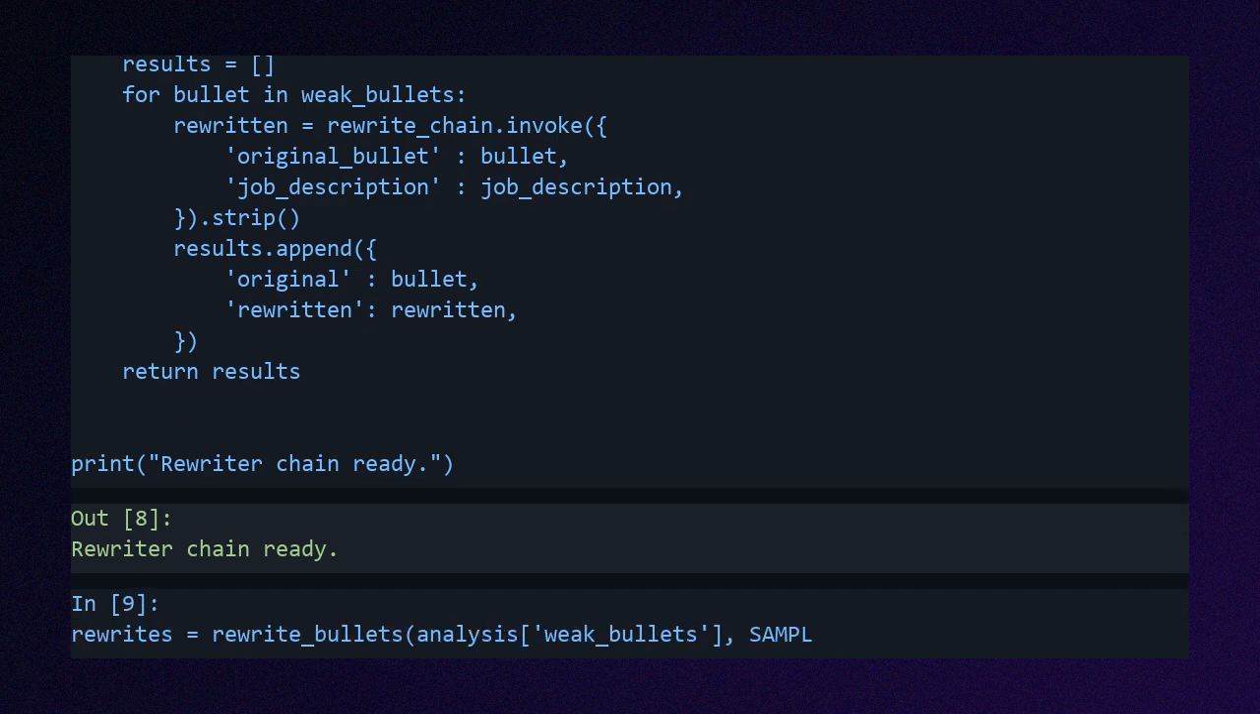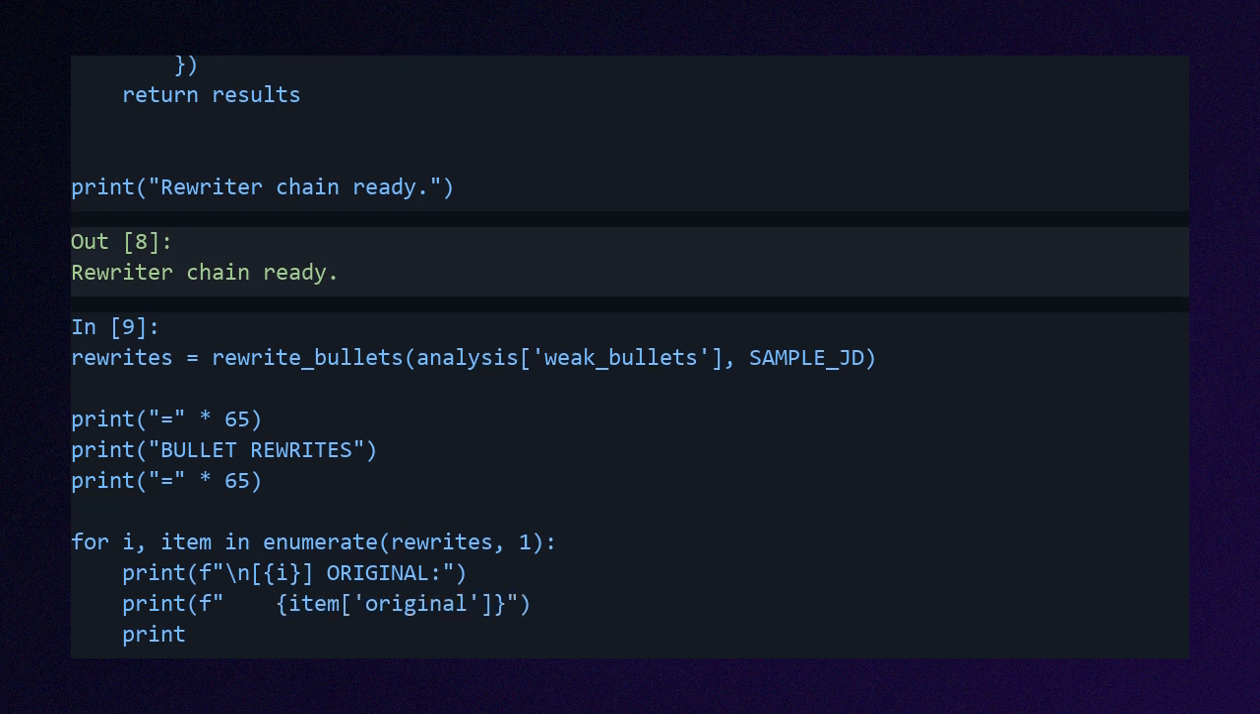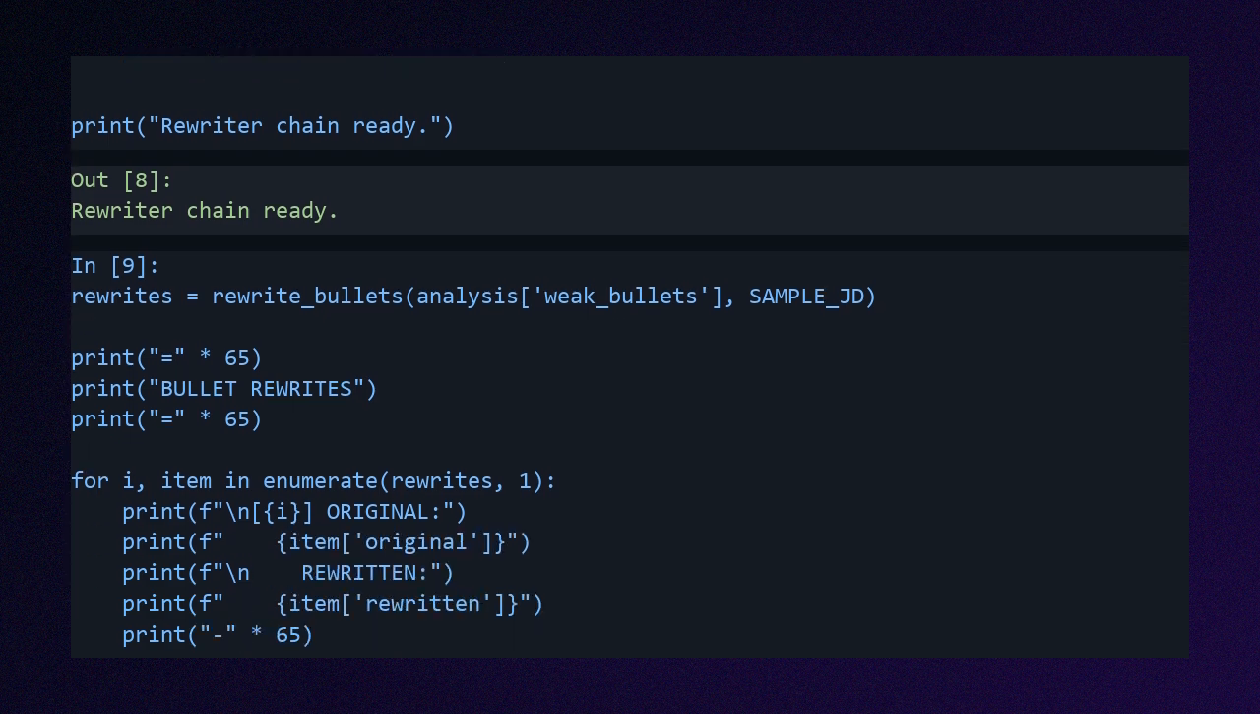Now, we run the rewriter on every weak bullet the scorer found. Each bullet gets its own focused LLM call. We print the original and the rewrite side by side. Look at the difference in specificity. The original is generic: worked on, helped with, did some. The rewrite uses keywords from the JD, RAG, LangChain, specific outcomes. That is the difference between a resume that gets filtered out and one that lands in front of a human.